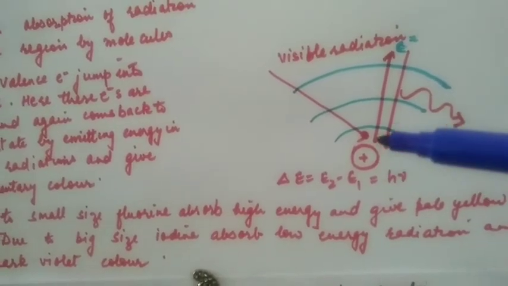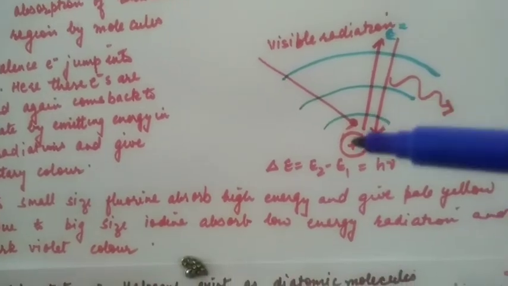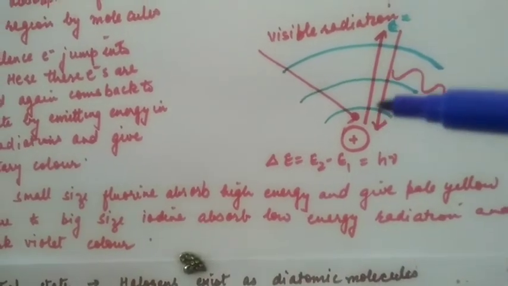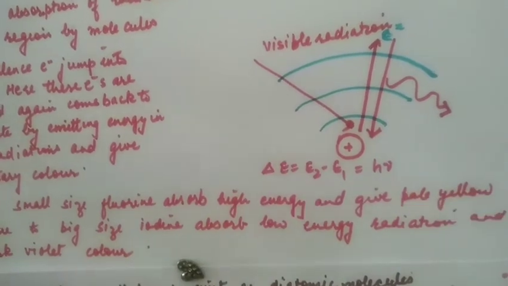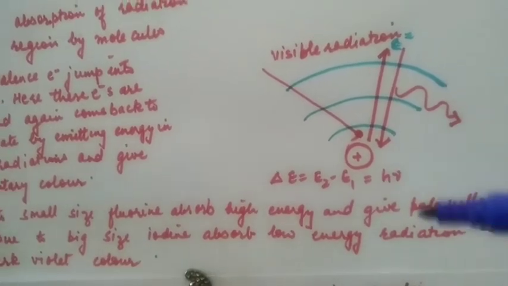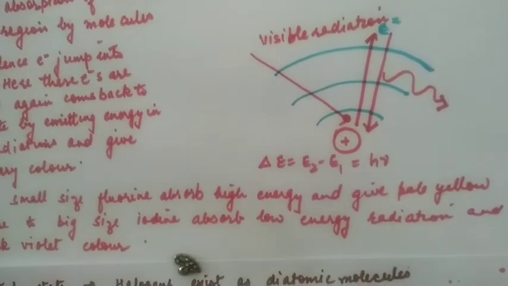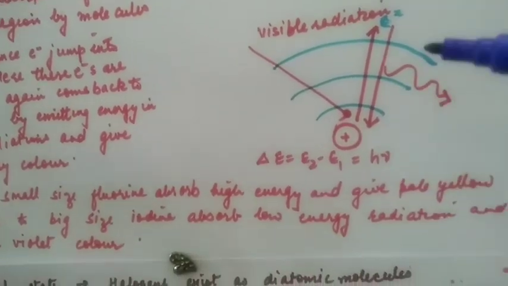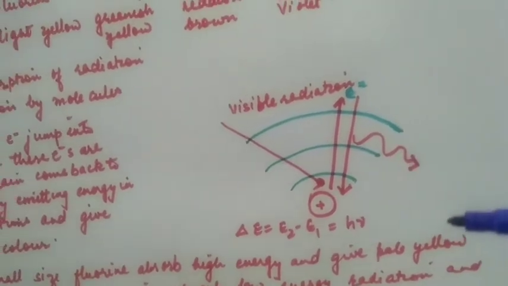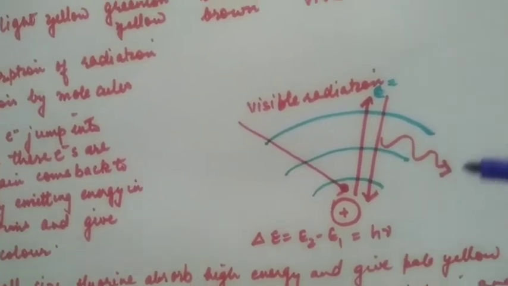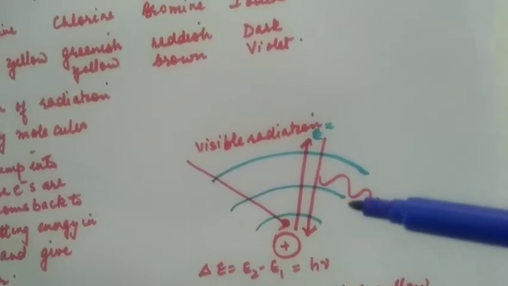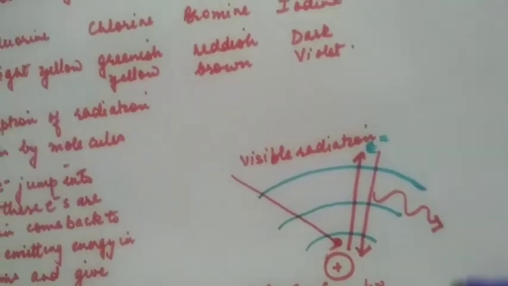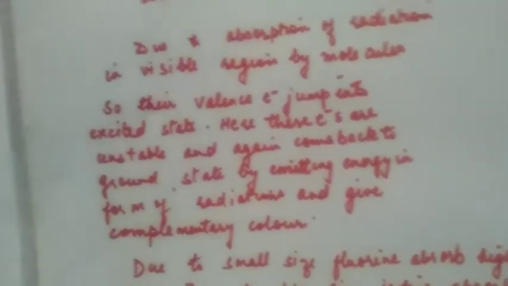As fluorine's ionization enthalpy is very high, it absorbs radiation of higher energy. It absorbs higher energy radiations like violet and thus gives a pale green color. On the other hand, the ionization enthalpy value, because of the large size of iodine, is less, so it absorbs low energy radiation and gives dark violet color.